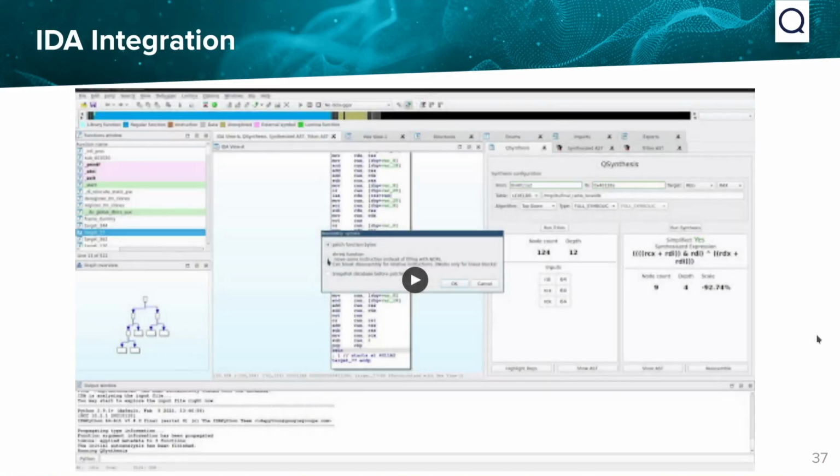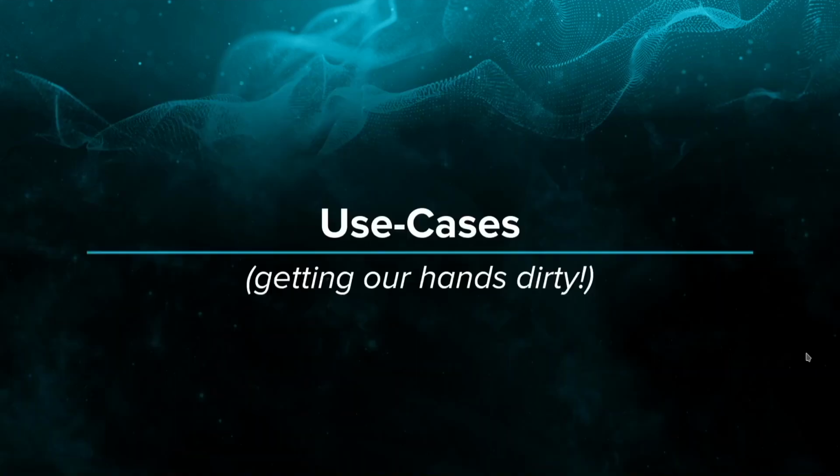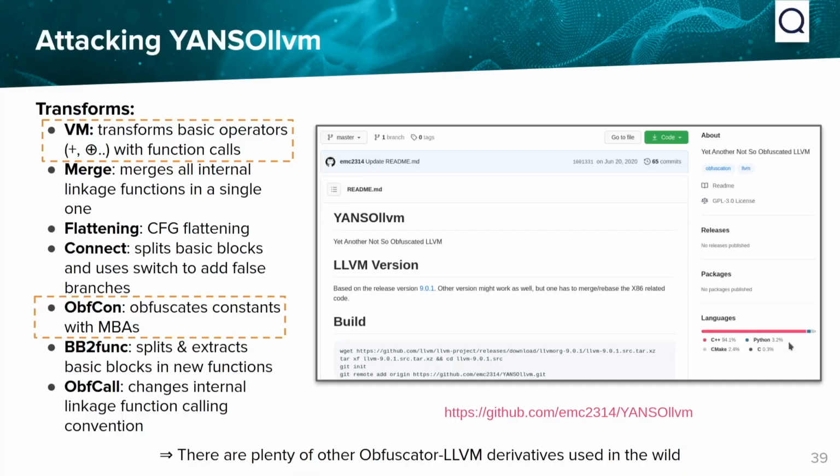So that was the demo, showing you how we use it. And now we are going to discuss the use cases on which we tried our implementation. We first tried on Yansollvm, an obfuscator LLVM derivative that was published last year, and that is actually a really decent obfuscator. The obfuscations are kind of great. There are multiple of them, but we are going to focus on the VM and the obfuscated constants.